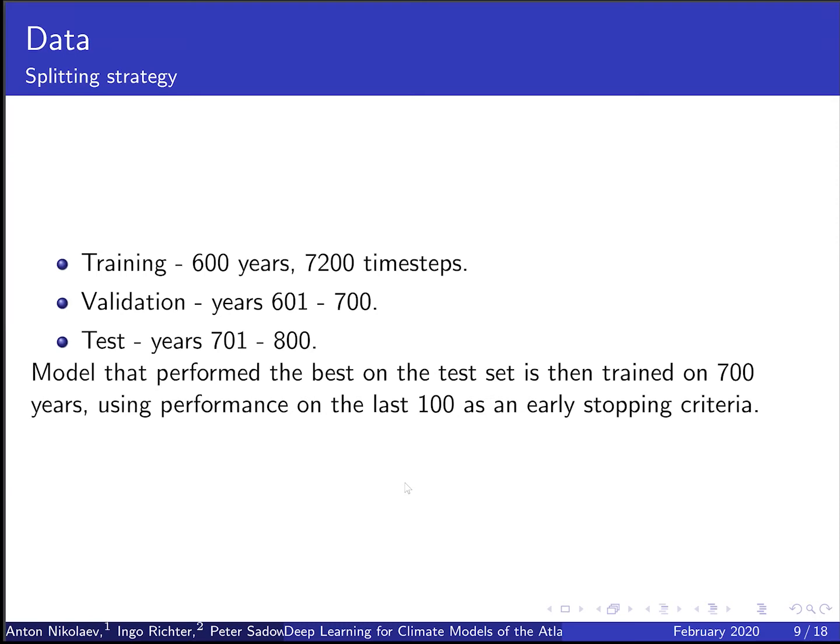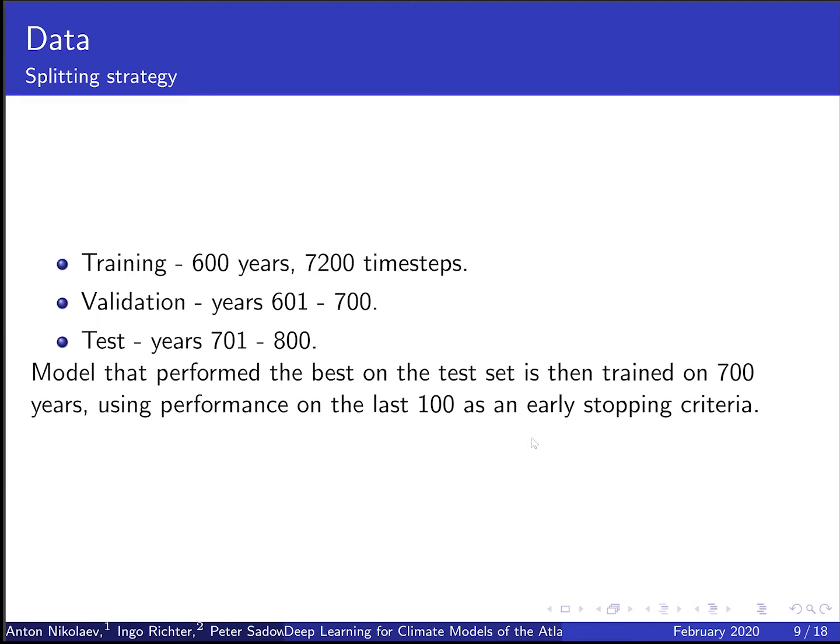We use the first 600 years, or 7,200 time steps, as training data every time for every single network. Then we use the next 100 years as a validation set to tune the hyperparameters and for early stopping. And then we looked at the different hyperparameter settings and estimated their performance on the test set.